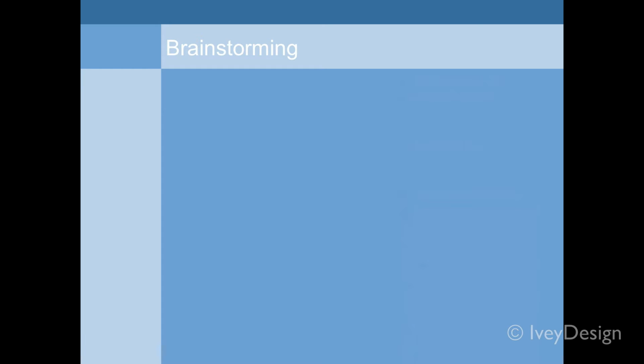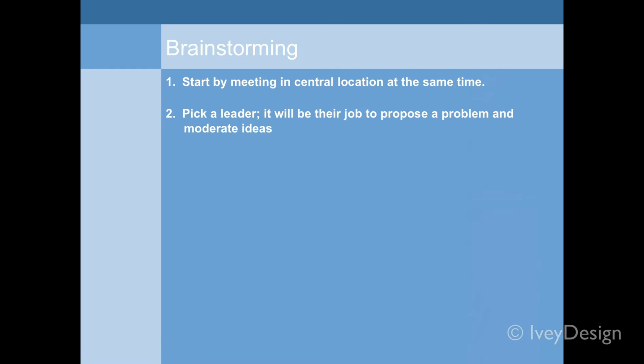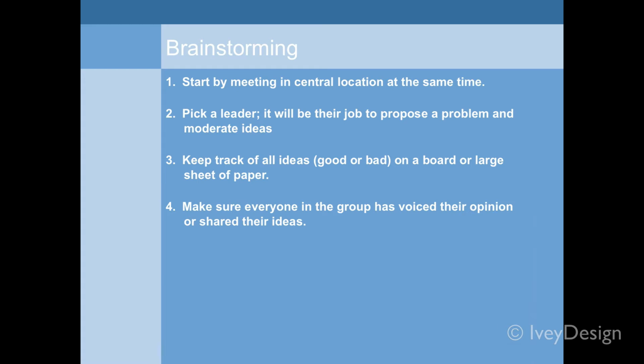To set up a brainstorming session, start by meeting in a central location at the same time. You should pick a leader, and it's their job to propose a problem and to moderate all ideas. Third, keep track of all of your ideas, whether they're good or they're bad, on a board or a large sheet of paper. Make sure everyone in the group has voiced their opinion or shared their ideas.